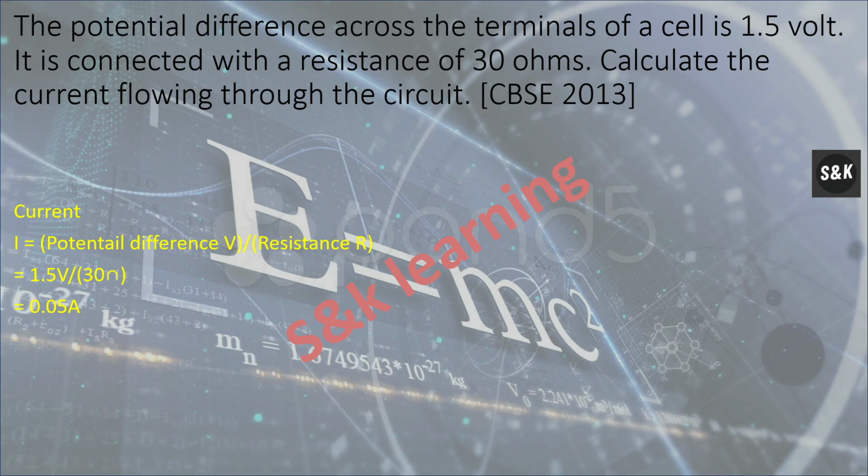The potential difference across the terminals of a cell is 1.5 volt. It is connected with a resistance of 30 ohm. Calculate the current flowing through the circuit. Current I equals potential difference upon resistance, which equals 1.5 V upon 30 ohm.